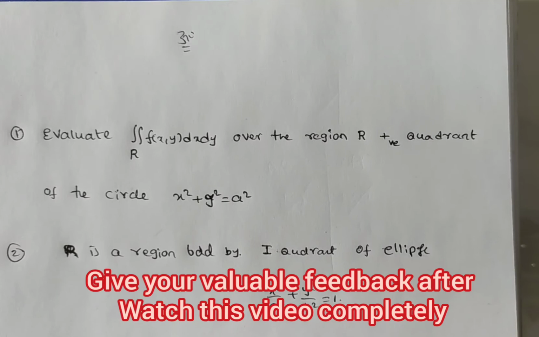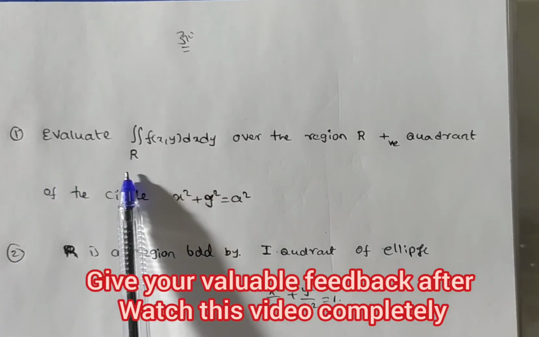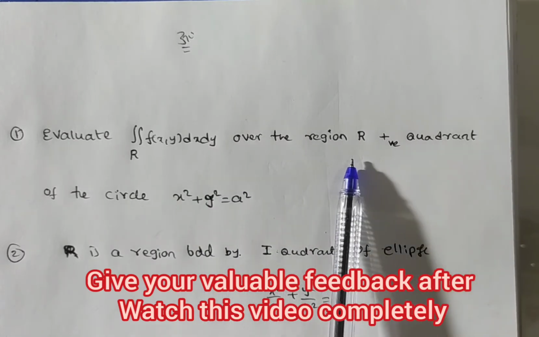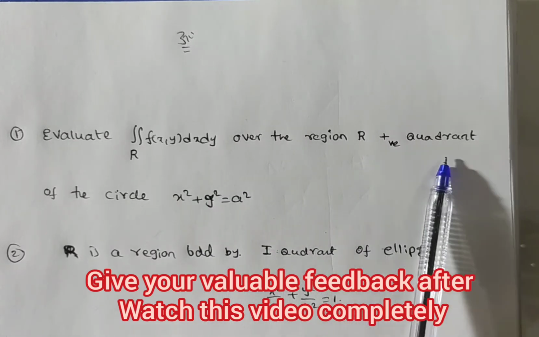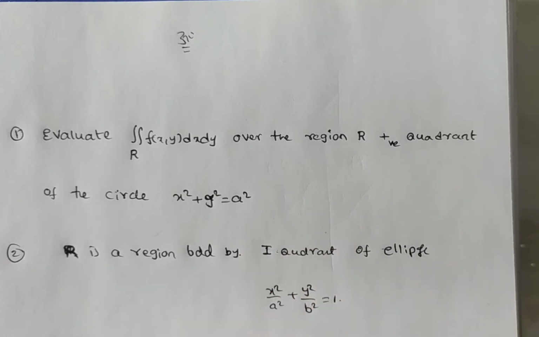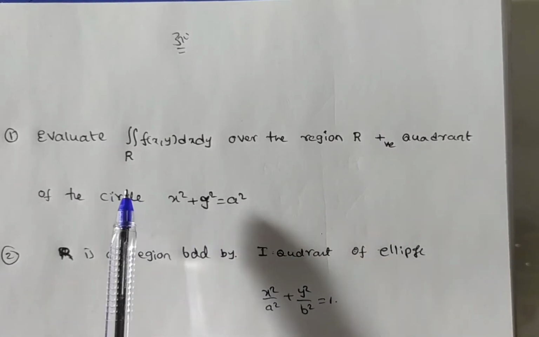Now in this video we are solving problems based on double integrals, and that too we are finding the limits for the given region. For example, the first problem: evaluate the double integral over R of f(x, y) dx dy over the region R, that is the positive quadrant of the circle x square plus y square is equal to a square. So here the region is given, but the limits are not given.